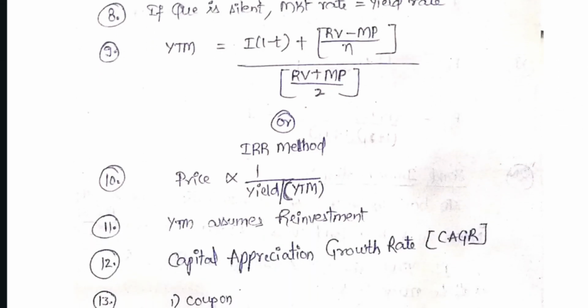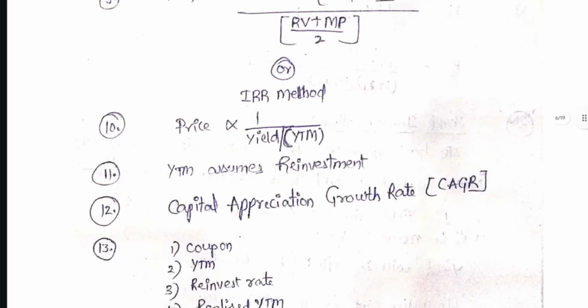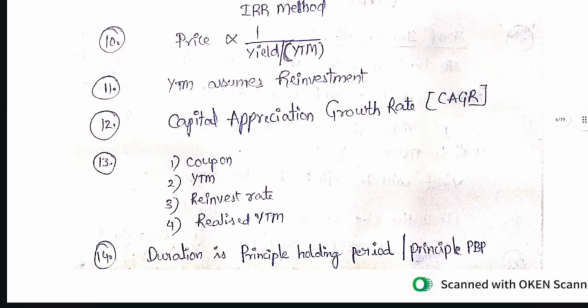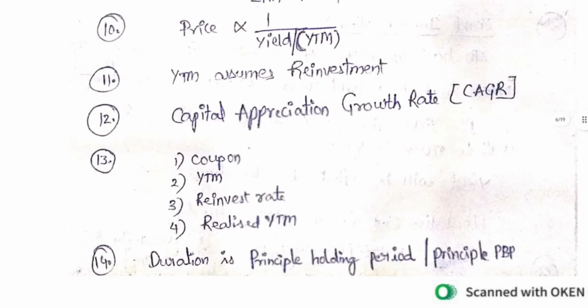Price. Bond price is inversely proportional to yield or YTM. YTM assumes reinvestment. That is, YTM assumes intermediate cash flows are reinvested at IRR. What is CAGR? CAGR means compound annual growth rate. There are 4 types of rates in the bond market: coupon, YTM, reinvestment rate, realized YTM.